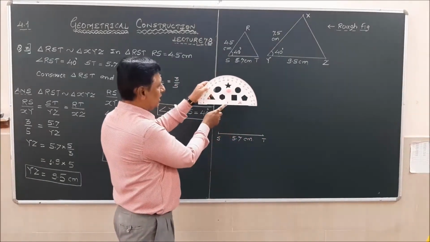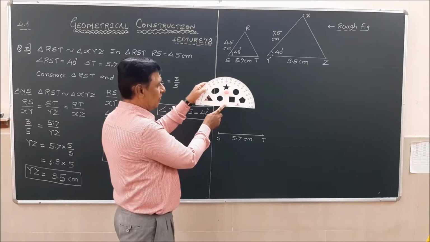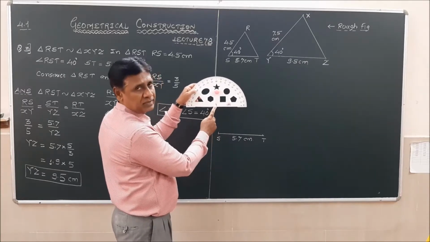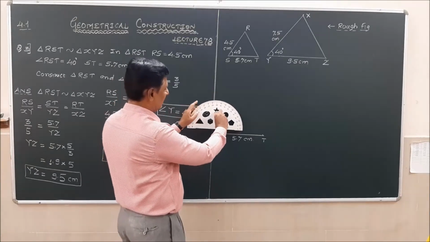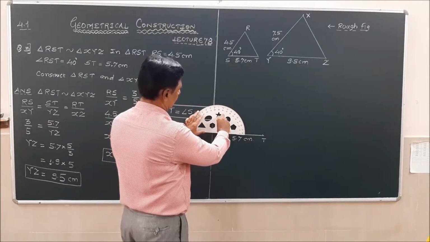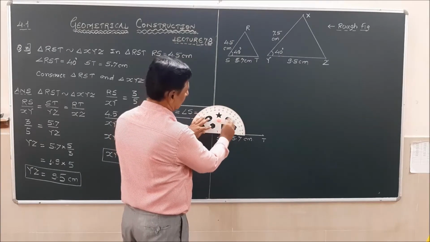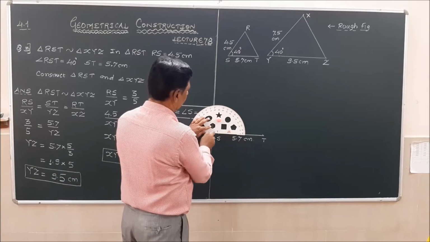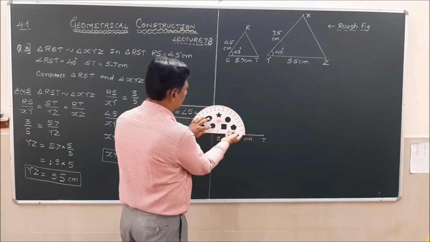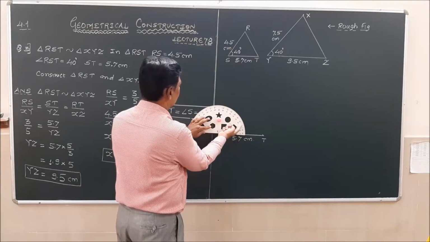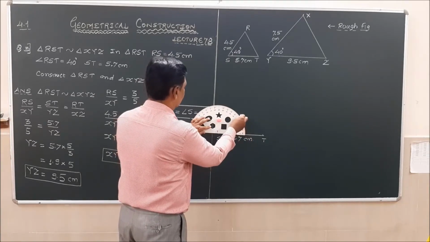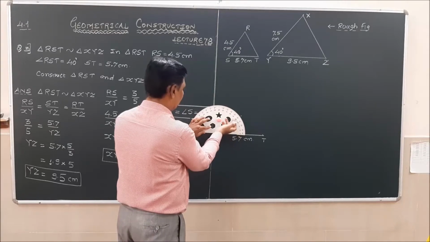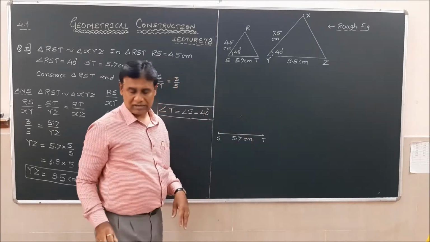This is the center point of the base of the protractor. You have to place it at point S. And we see that this line of 0 degree must match the ST. So from this side, measure 40 degree, 0 to 40. Draw a ray.